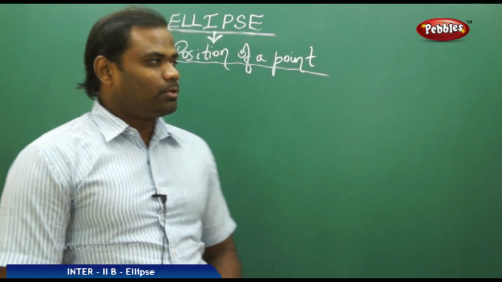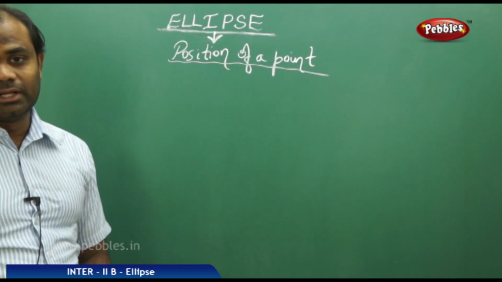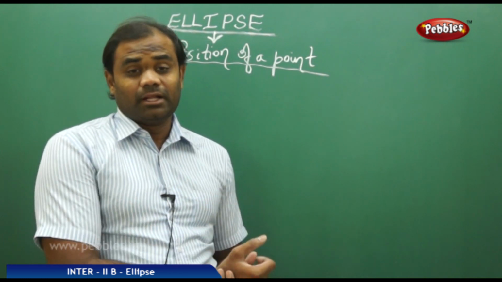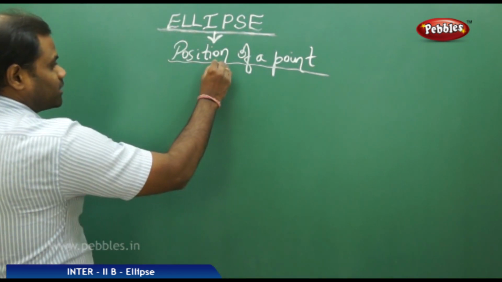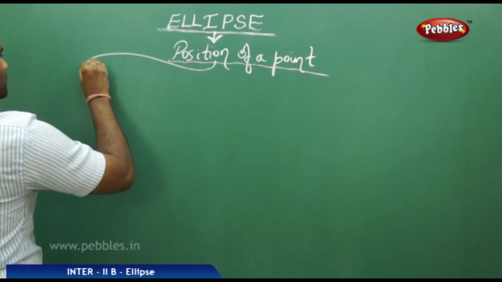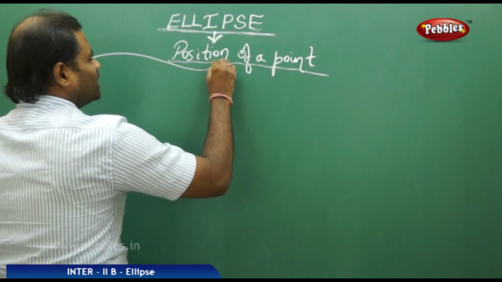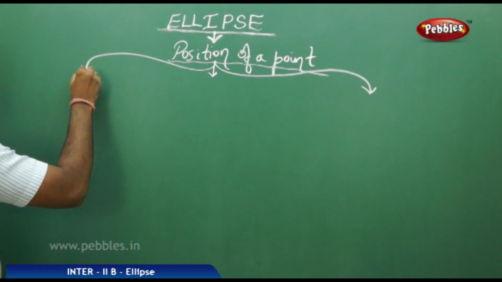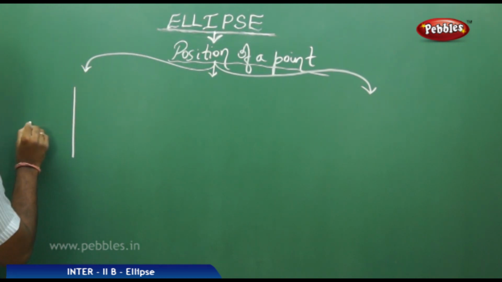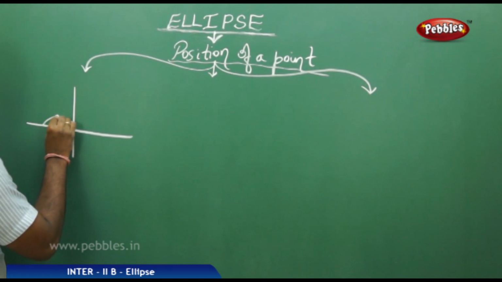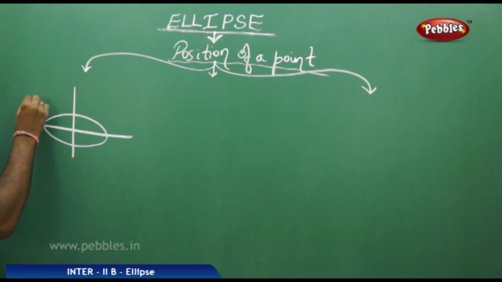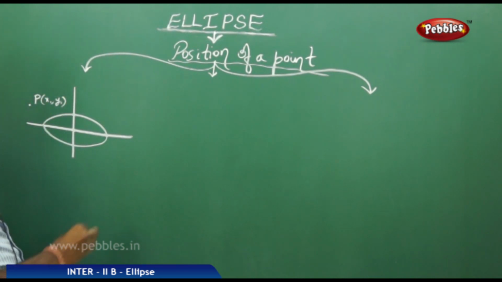Now next comes the position of a point with respect to the ellipse. There are 3 cases where a point can lie in the plane where an ellipse exists. So let's see the 3 different cases of the position of a point. Case 1, case 2 and case 3. In case 1, I have an ellipse with P lying outside the ellipse. The point P lies outside the ellipse.